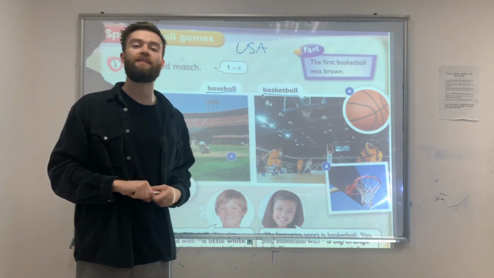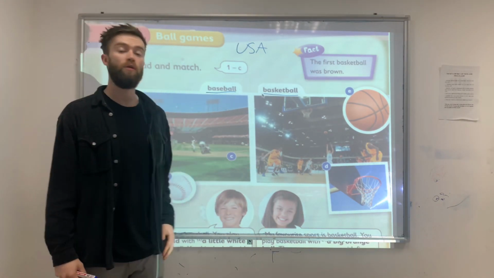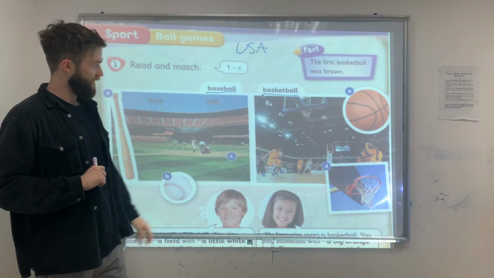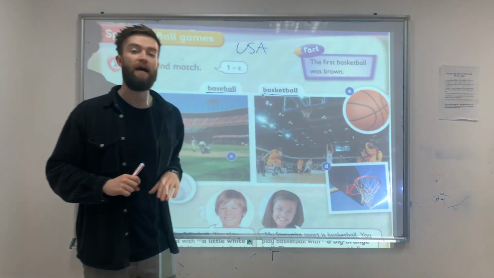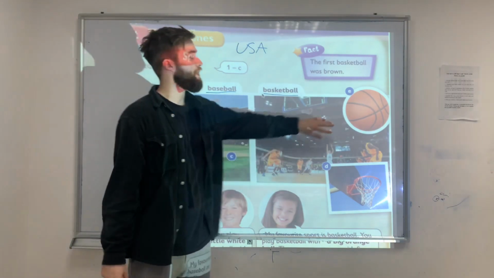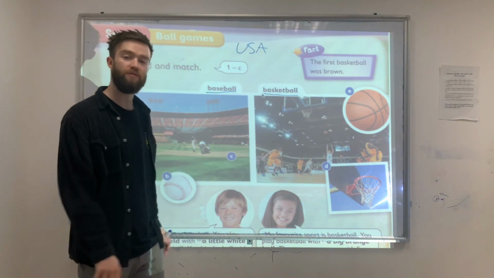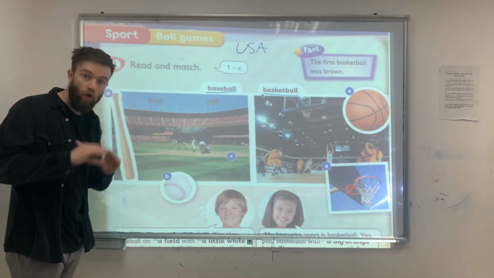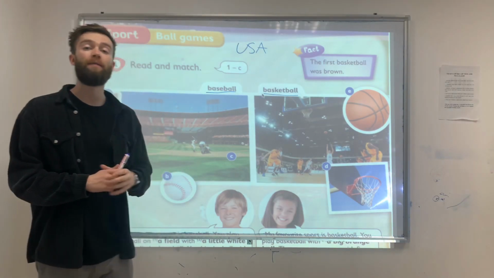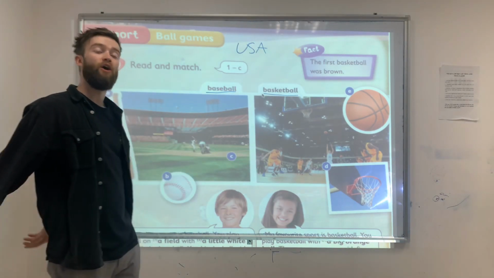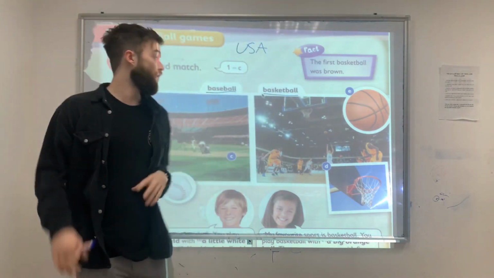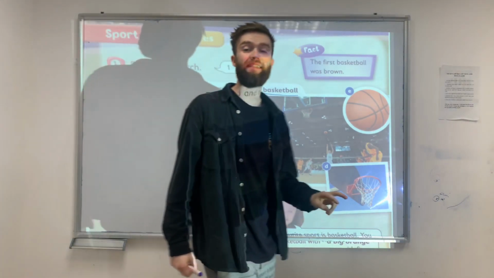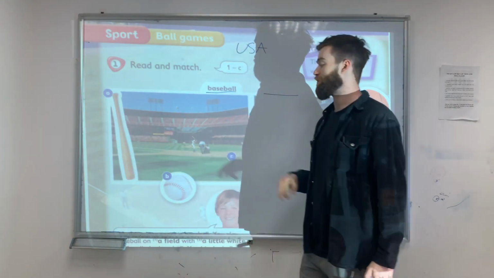Now, let's take a look at some differences between baseball and basketball. What is the first thing that you notice? In basketball, we have a big orange ball. A big orange ball that we bounce. Okay? In baseball, we have a small white ball. A small white ball that we hit. Okay? Basketball, big orange ball. Baseball, small white ball.